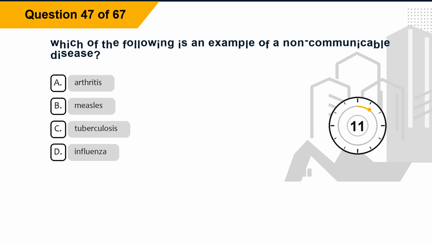Question 47. Which of the following is an example of a non-communicable disease? Option A, arthritis. Option B, measles. Option C, tuberculosis. Option D, influenza.